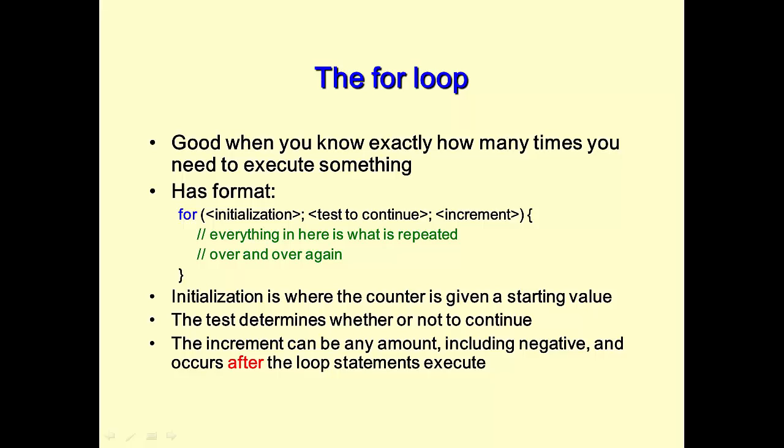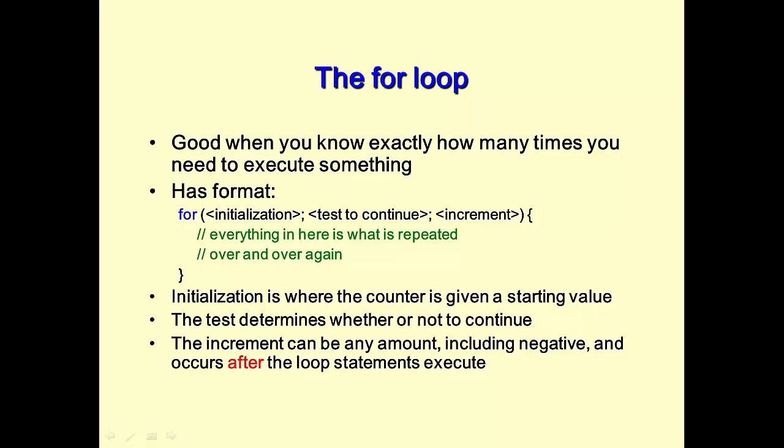So let's look at the for loop to begin with. The for loop is good when you know exactly how many times you need to execute something, and it has this format that you see right here. Now the for loop has a pair of parentheses, and on the inside of those parentheses you have three things separated by two semicolons. On the far left, you have some kind of an initialization, and this is usually where a counter is given some kind of starting value.